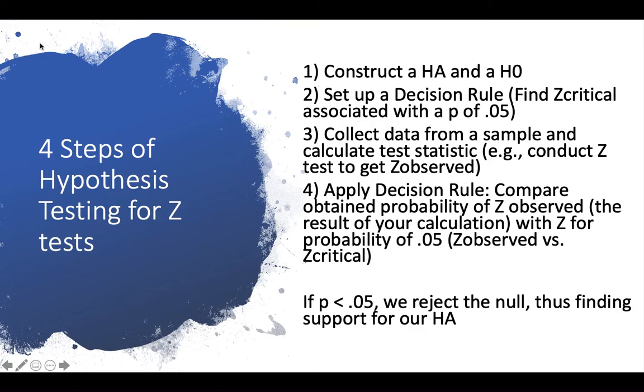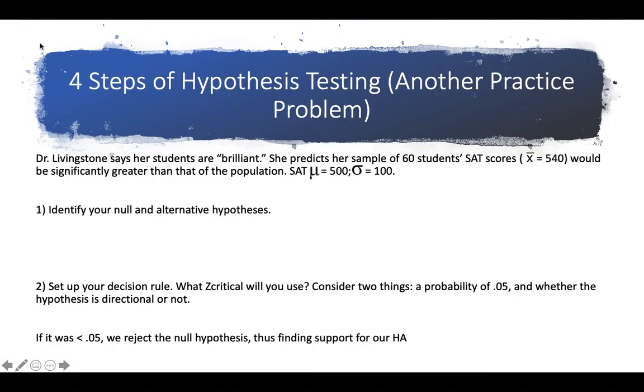Now, believe it or not, you just conducted the 4 steps of hypothesis testing for a z-test. You first constructed your null and alternative hypotheses. You then set up your decision rule by finding a z-critical value of 1.64. You collected data from a sample and calculated your test statistic and found your z-observed. Then you applied your decision rule, comparing your z-observed with your z-critical. Then you determine if you reject or fail to reject your null hypothesis. So let's practice a couple more of these.